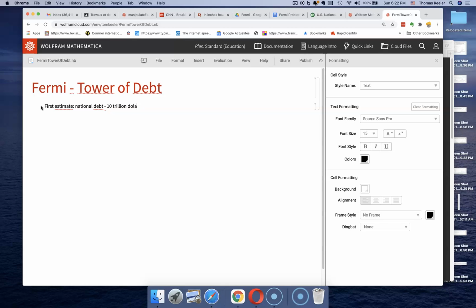So 10 trillion, let's see, so millions is 10 to the 6th. Billions start at 10 to the 9th. So trillions start at 10 to the 12th. And so 10 trillion equals 10 to the 13th.